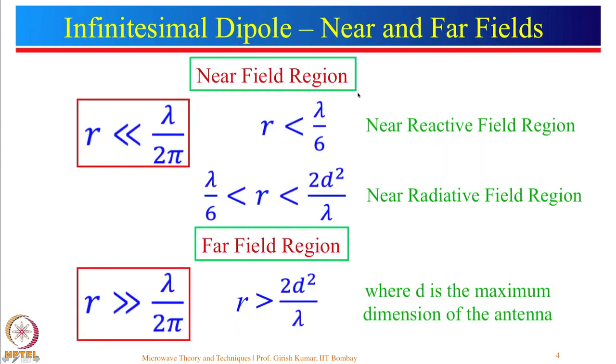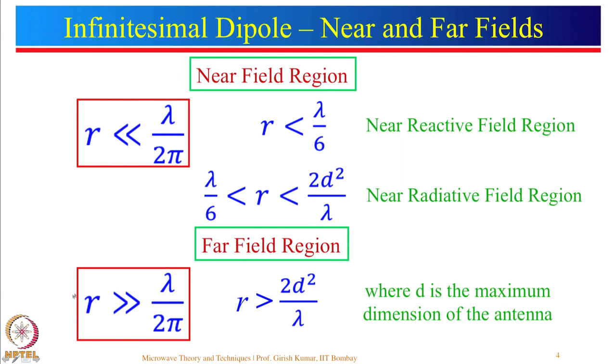So there are two regions we define, near field region and far field region. So near field region is defined in terms of, actually speaking, you can think about this thing as KR much lesser than 1. So what is the value of K? K is 2 pi by lambda. So that goes over here. So R is much less than lambda by 2 pi. That is a near field region. This region again is divided into two different components. One is for R less than lambda by 6, that is known as near reactive field region, and for this particular range of R, it is known as near radiative field region.